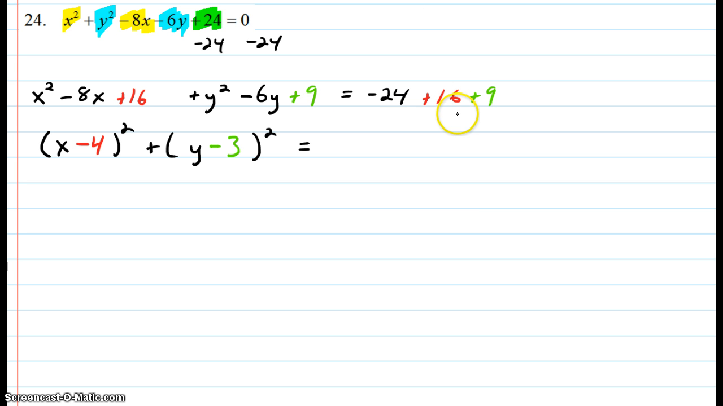And so now we just need to simplify the right hand side, because the left side is done. So 16 and 9 gives us 25. 25 minus 24 is a positive 1. So now we have the circle written in standard form.